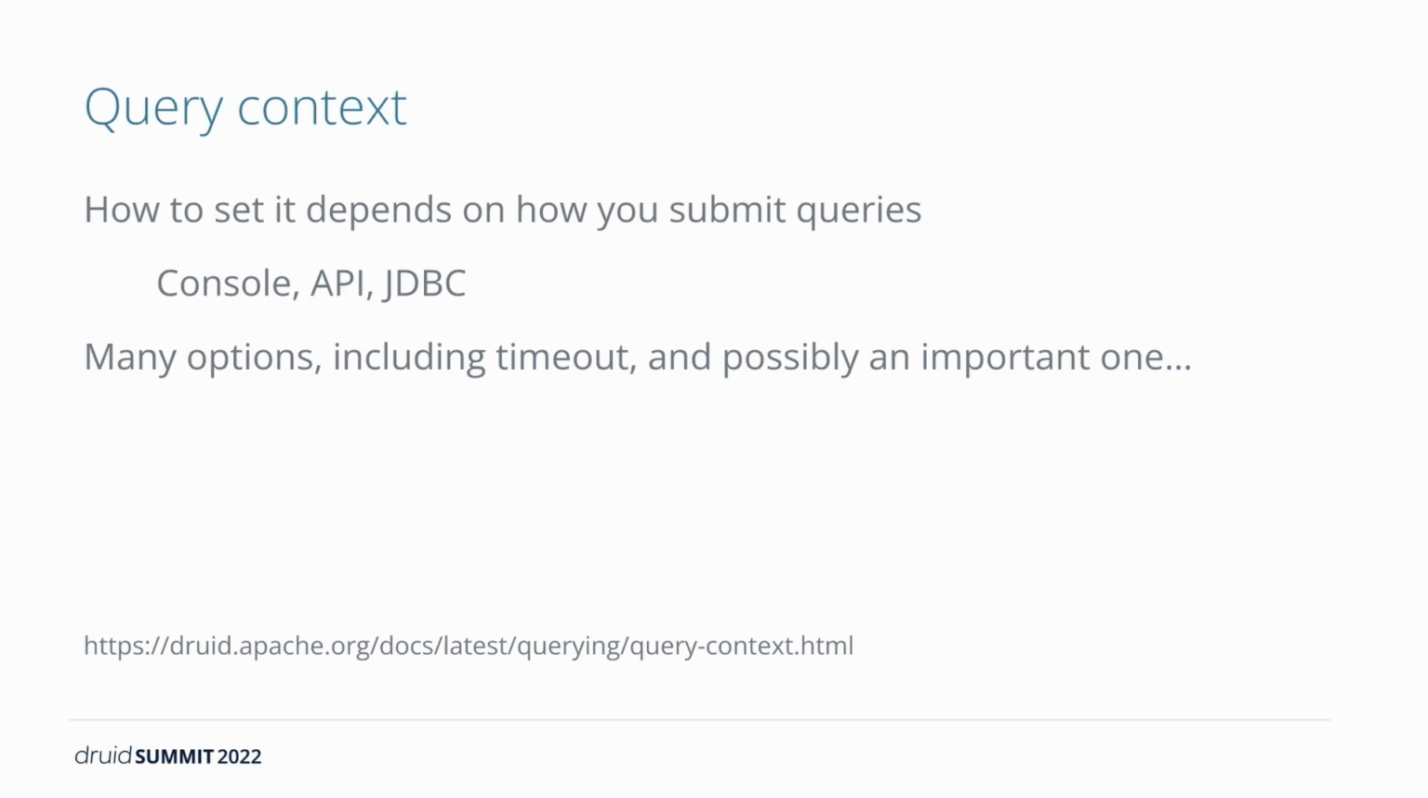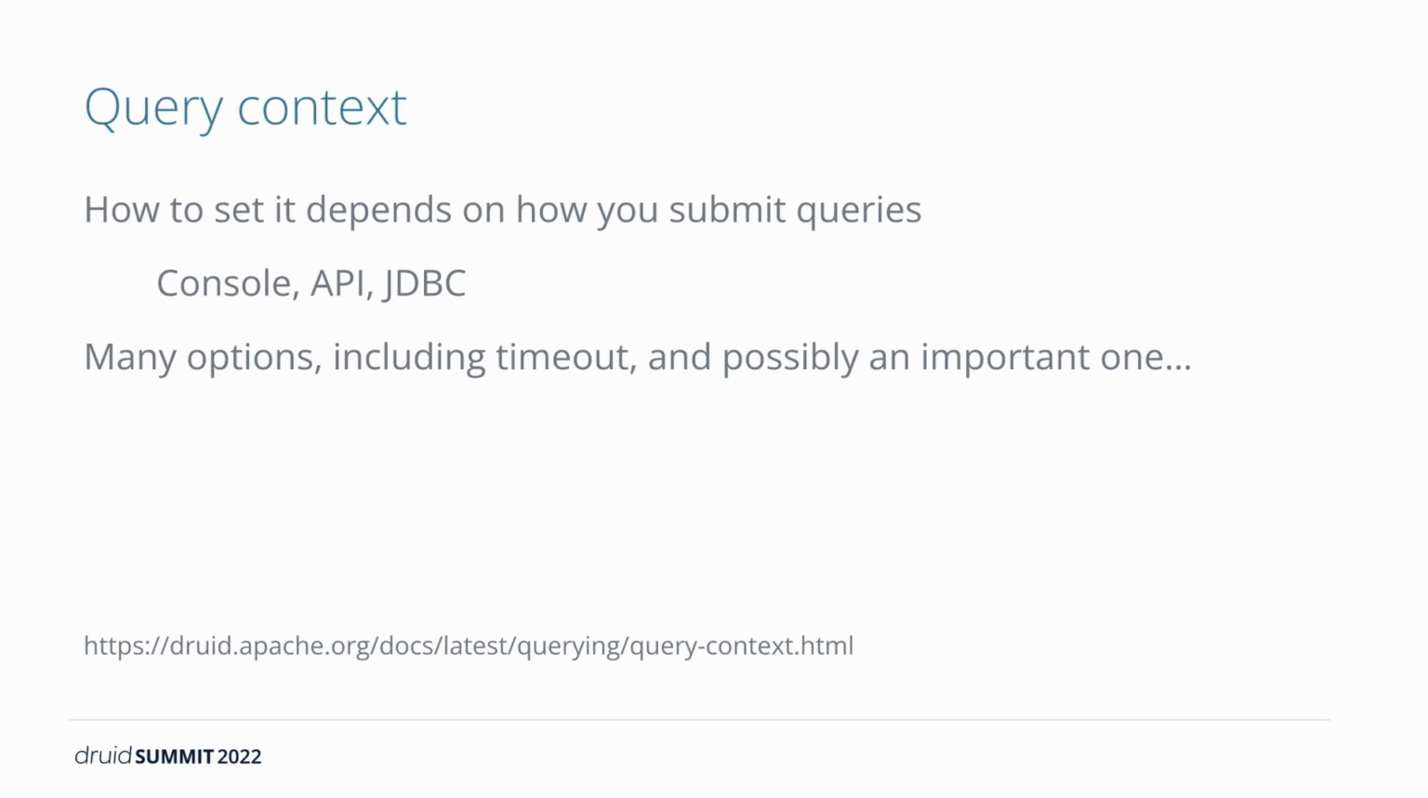If you use the API, there's a JSON item that you can pass in the body of the query that sets the context. With JDBC, you can pass it as options. So I've included a link for query context in the docs, and it's definitely something to be aware of if you're using Druid SQL.